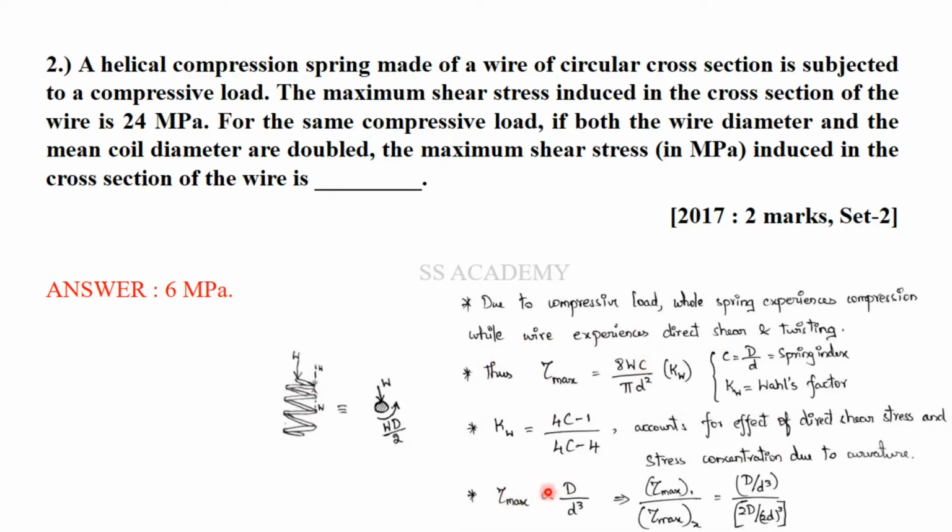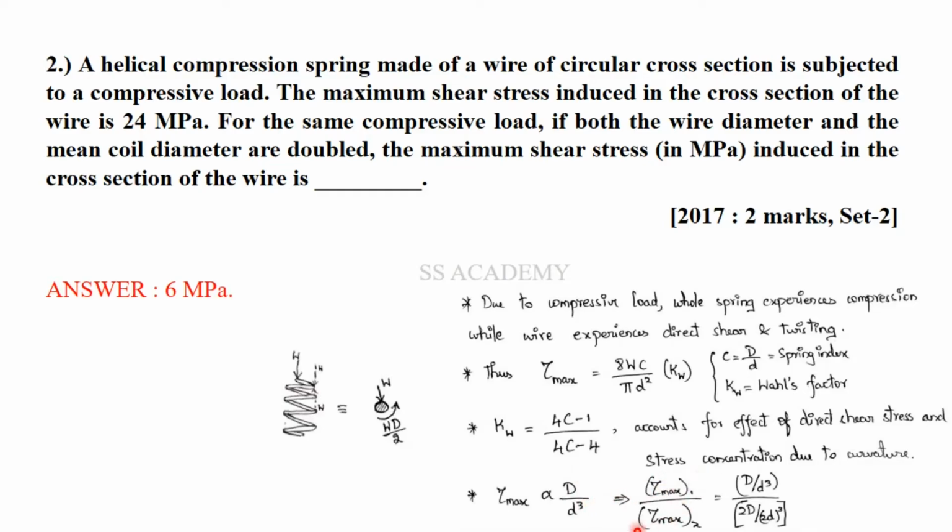Tau max is directly proportional to D by d cube. How did I say that? You can see that here it is C. Instead of C, you can substitute capital D by small d, where capital D is mean coil diameter and small d is wire diameter. So you'll be getting D by d cube, 8W and pi. Since the load is constant, we know that 8 and pi are constant. So tau max is directly proportional to capital D by small d cube.